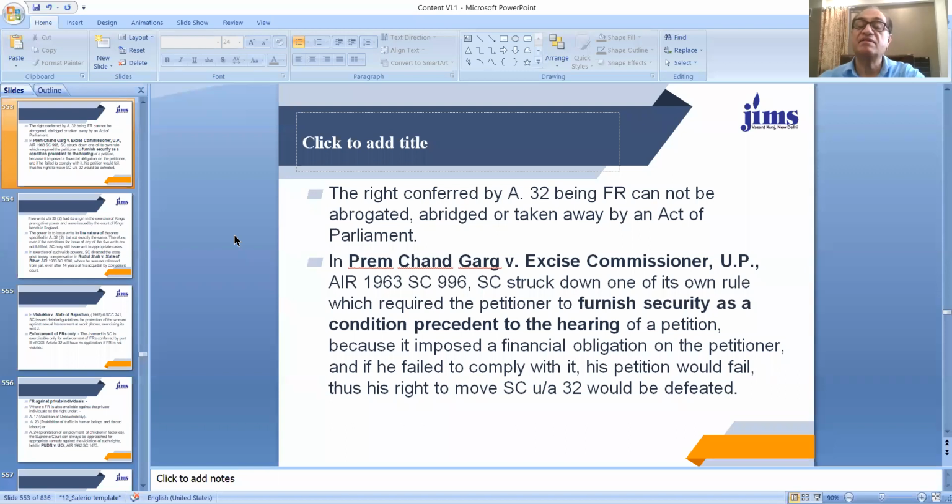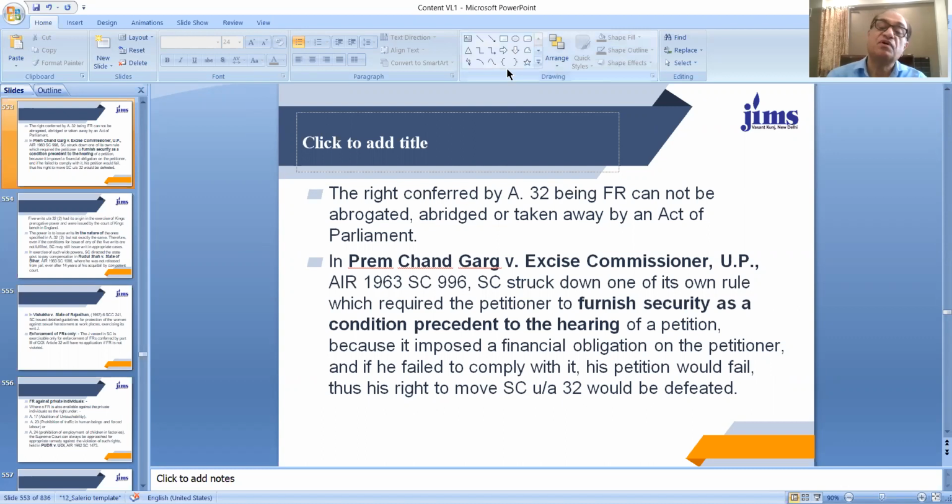So this fundamental right available under Article 32 cannot be abrogated, cannot be abridged or taken away, even by an act of Parliament. Even if Parliament amends the Constitution and tries to take away the right of constitutional remedies under Article 32, it cannot be done. If it is done by law, then the courts are there to declare such a law unconstitutional, which takes away or abridges the fundamental right available under Article 32, which is a right to ensure the constitutional remedies.